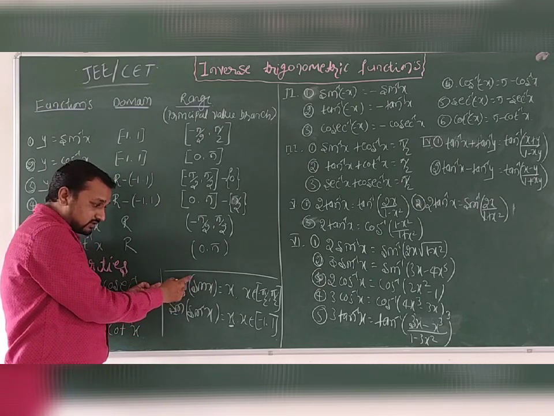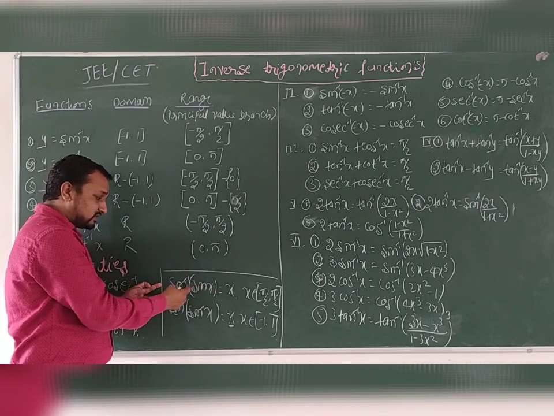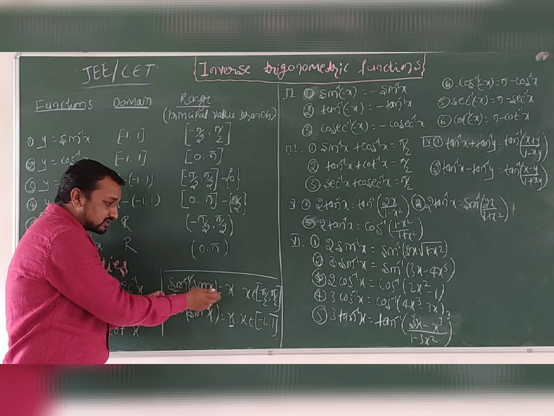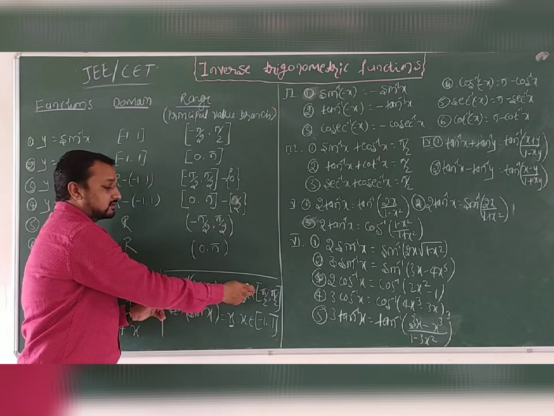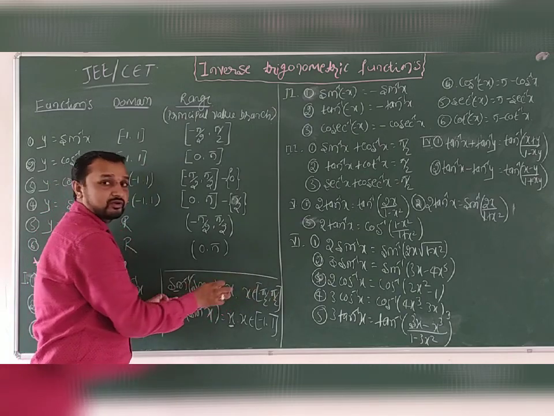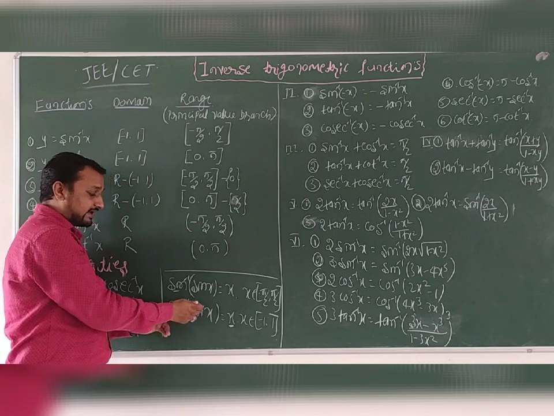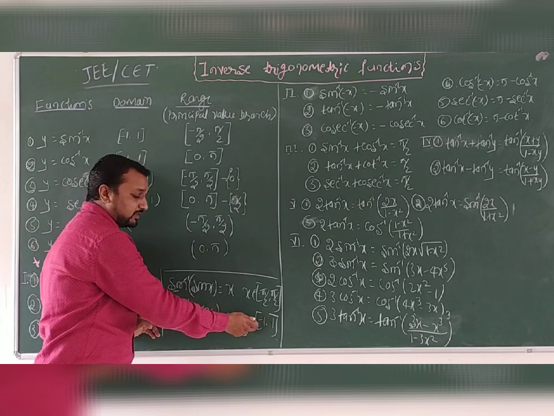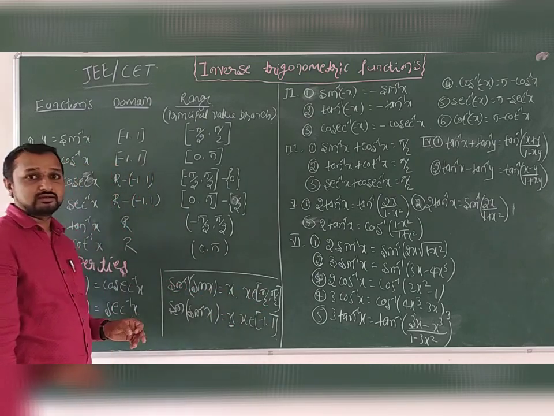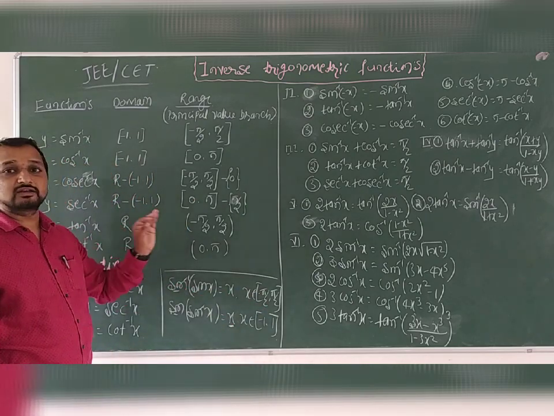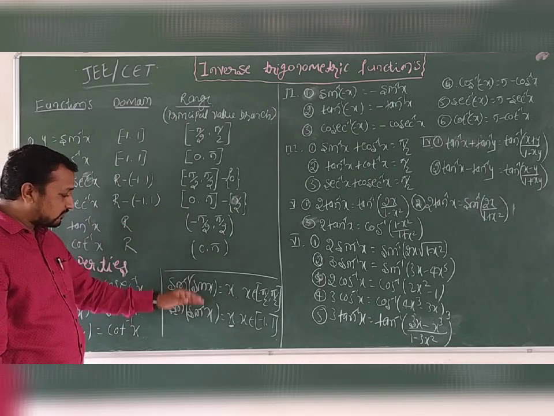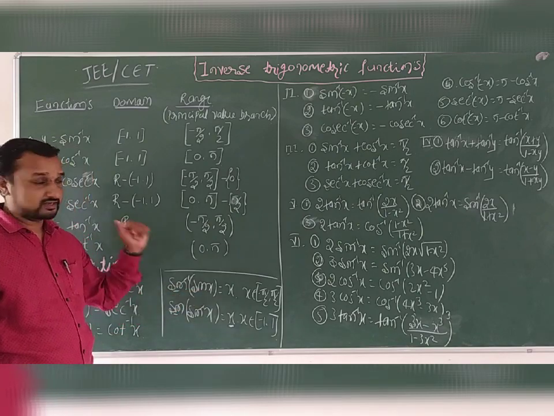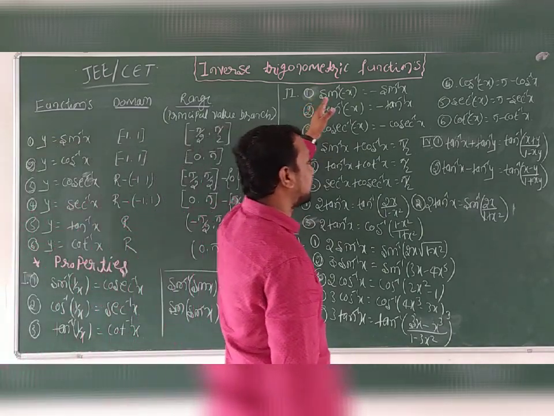First of all, sin inverse of sin x: sin inverse and sin get cancelled, so we get x. The remaining all other 5 trigonometric functions' property should be the same, cos, tan, and so on. Okay, so keep remembering that. Okay, next. Here already we know that.